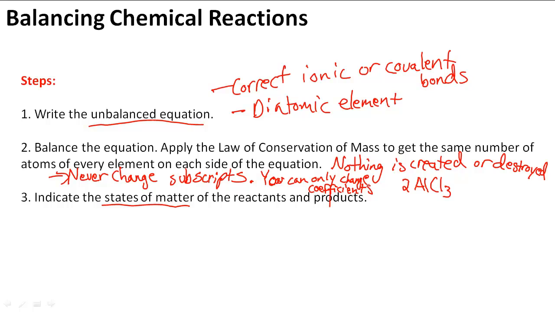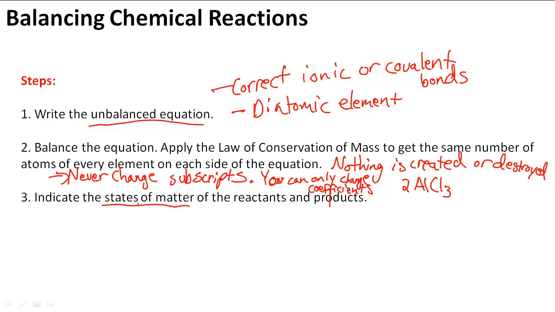If you change the subscripts, you change the chemical composition, and then you change what you're combining, what your reactants or your products are. And what the symbols show you are what the symbols are supposed to be. So never change subscripts, you can only change coefficients. And the third step is to indicate states of matter of reactants and products if you know them.